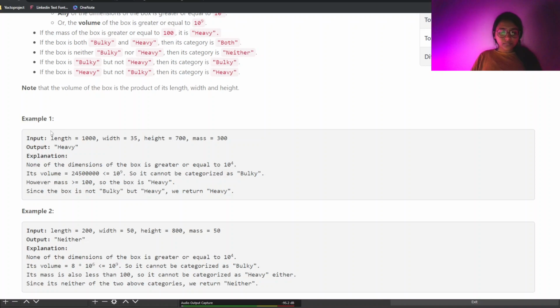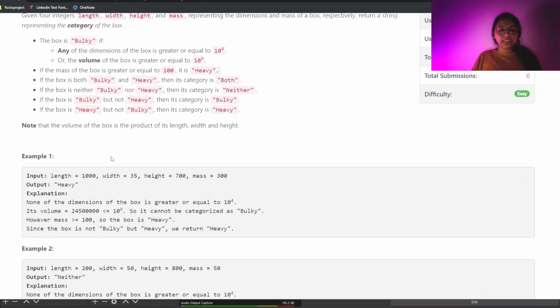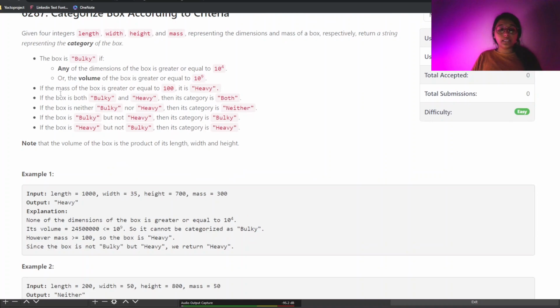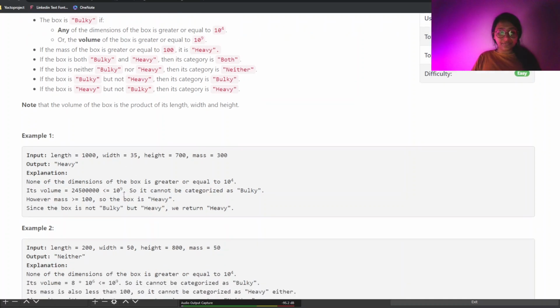So here in the first example, length is 1000, width is 35, height 700, and mass is 300. So here output is heavy because here you can see that if mass of the box is greater than or equal to 100, then we can return heavy. So that is the condition which is satisfied.